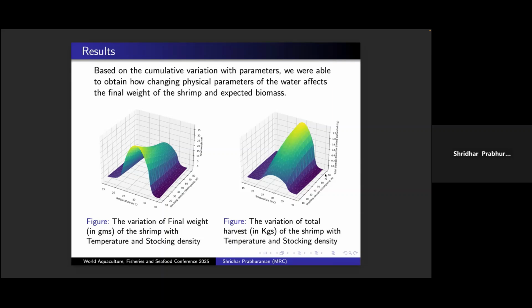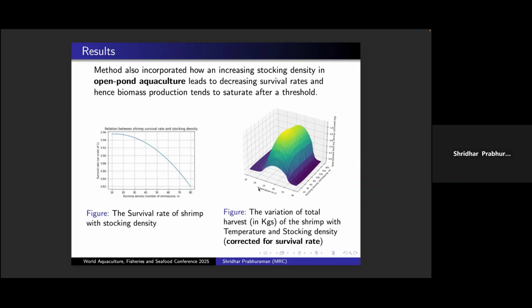Again, as we can see, with the increase in the stocking density, the more the number of shrimps, obviously the biomass will increase, but you can see a bit of saturation happening as the stocking density rises to a certain point, and there is no net overall increase in the biomass. The temperature again remains optimal at 25 to 30. Again, all of these are results that the model predicts in real time.